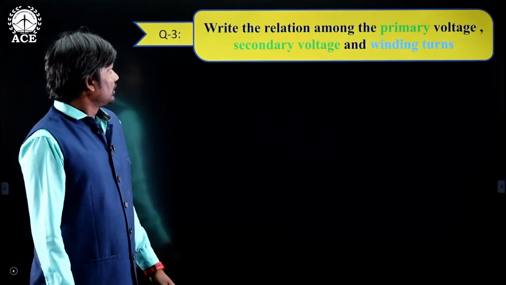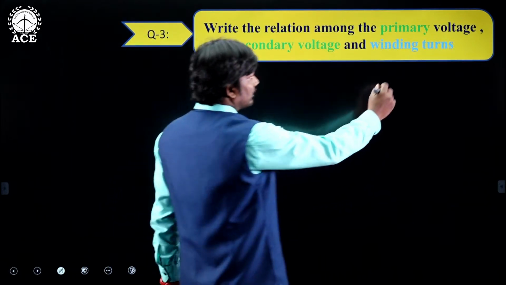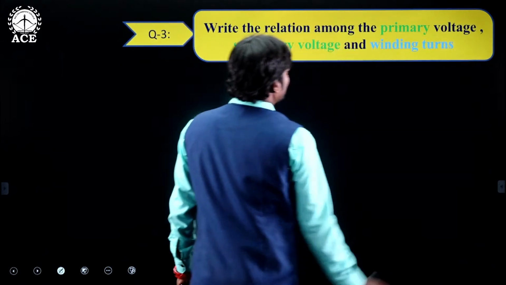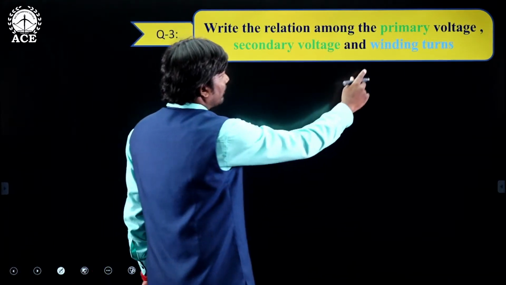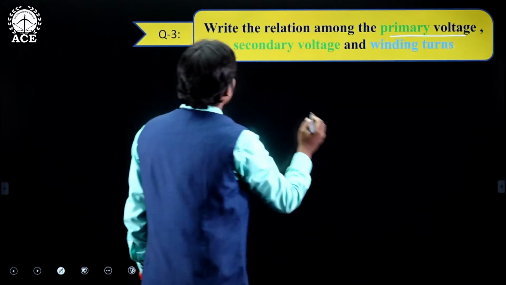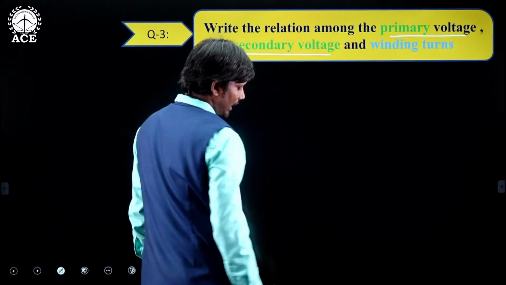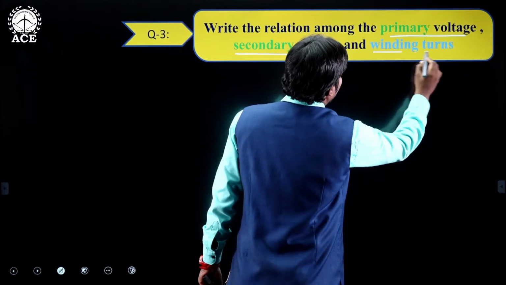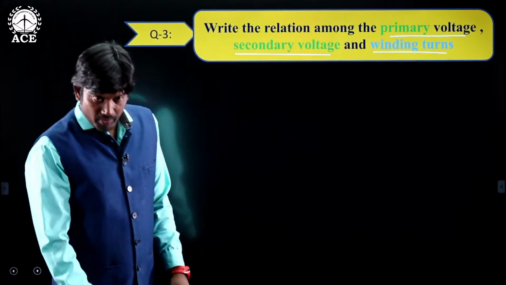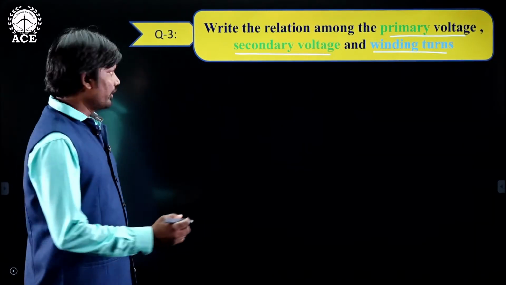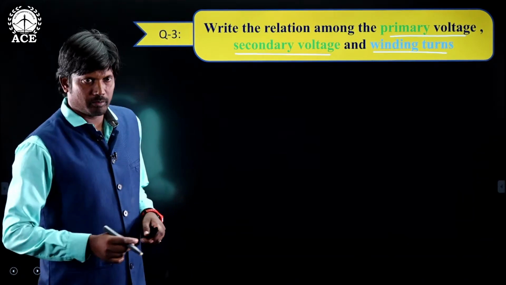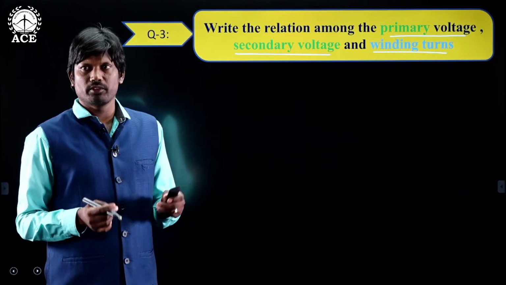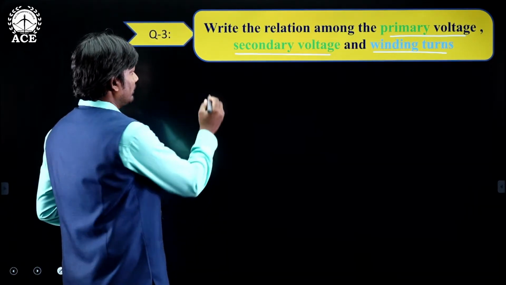Now the next question. Write the relation among the primary voltage, secondary voltage, and winding turns, or we can say the number of turns. Now we know the primary induced EMF of the transformer, and we know the secondary induced EMF of the transformer.